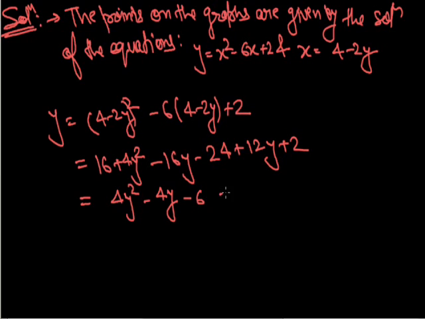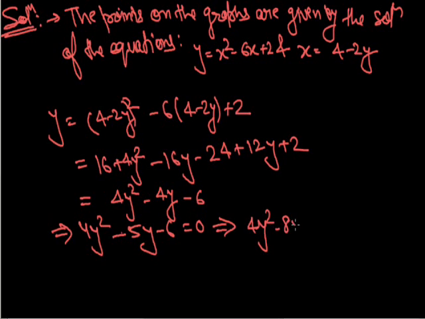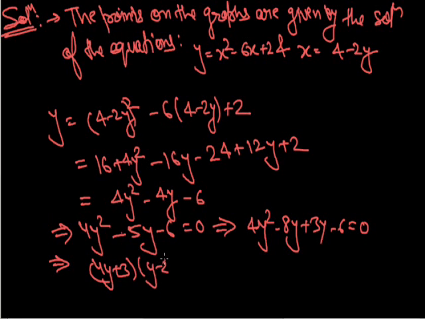By solving this expression further, we have 4y square minus 5y minus 6 is equal to 0. By the middle term splitting method, we have 4y square minus 8y plus 3y minus 6 is equal to 0. By factorizing it, we have (4y plus 3) into (y minus 2) is equal to 0.